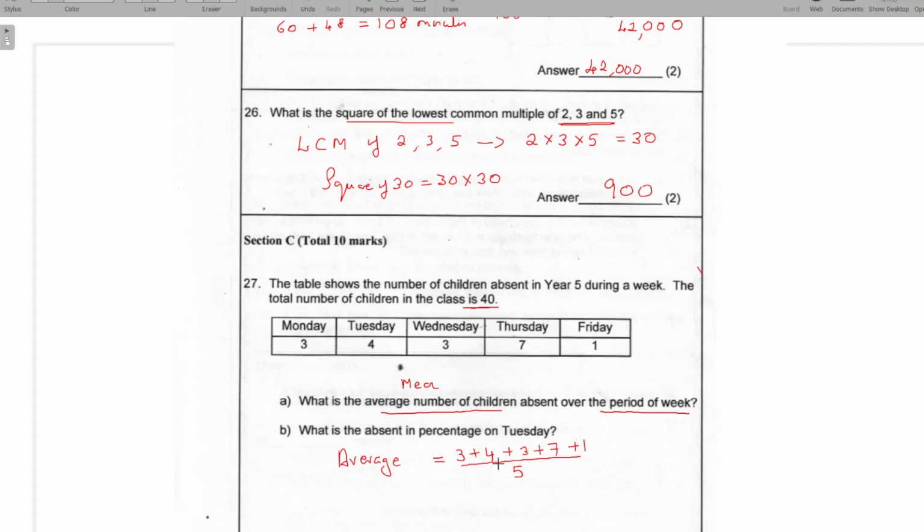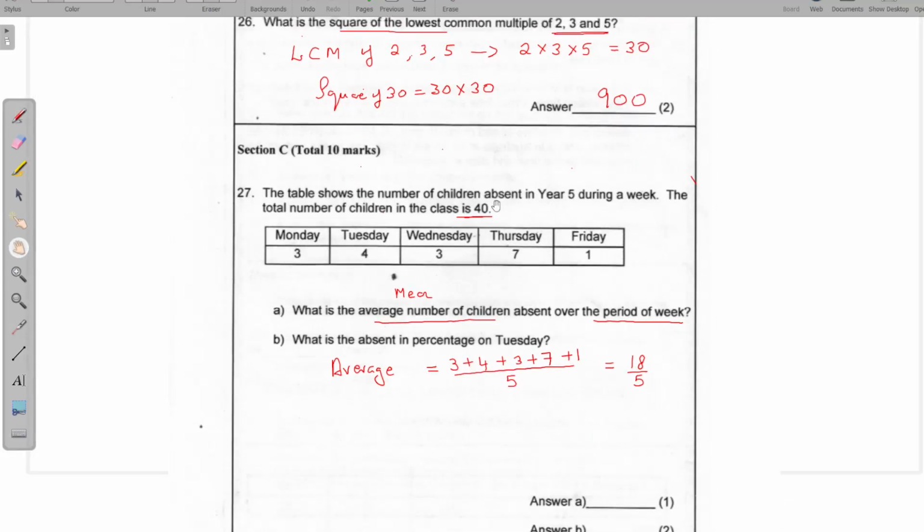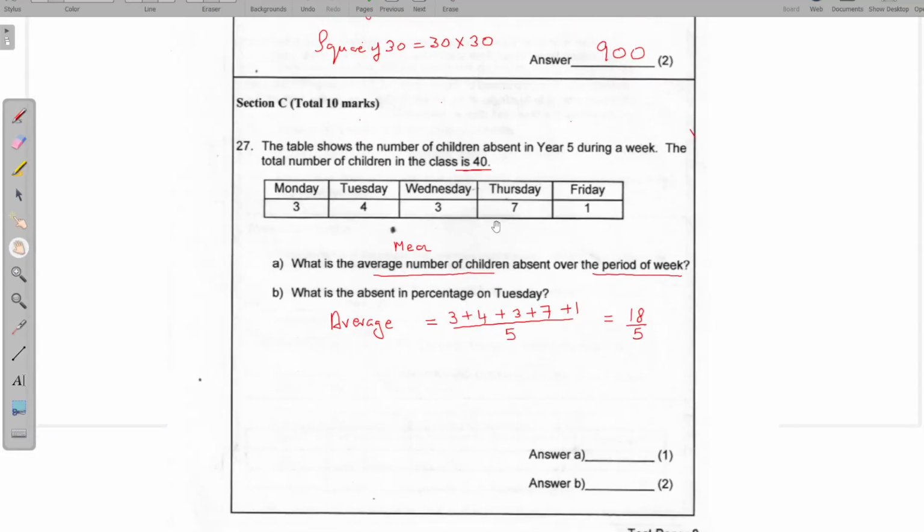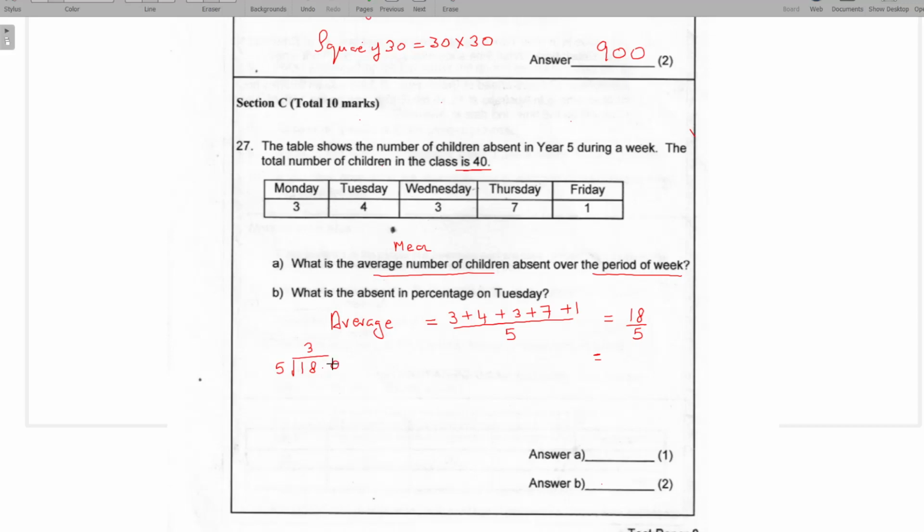So that is 3 plus 4 is 7, 10, 17, 18. 18 over 5. So 18 over 5 is, let's move it a bit, we can divide and find in decimal. 5 times 3 is 15, remainder 3, 3.6.